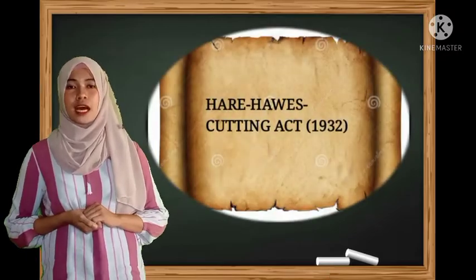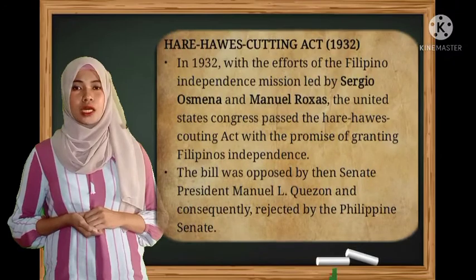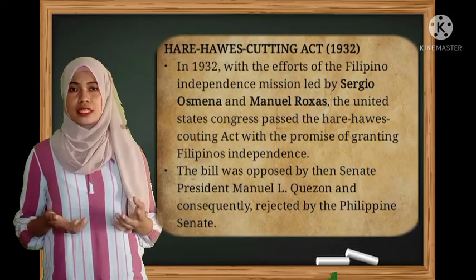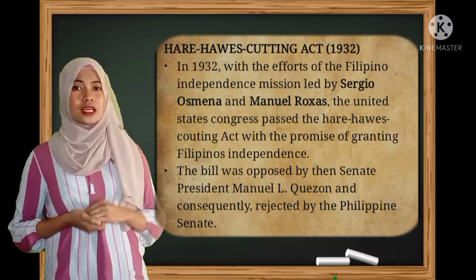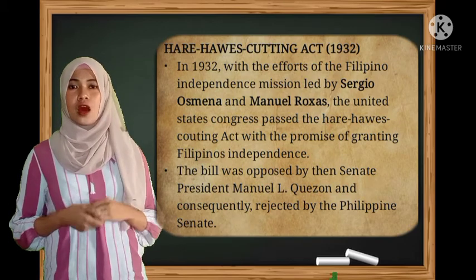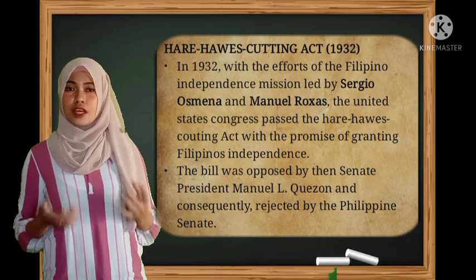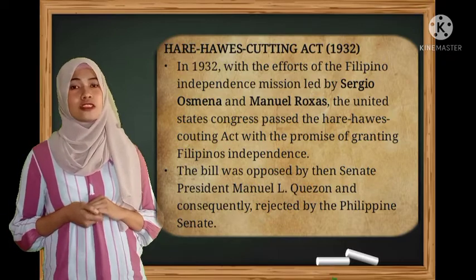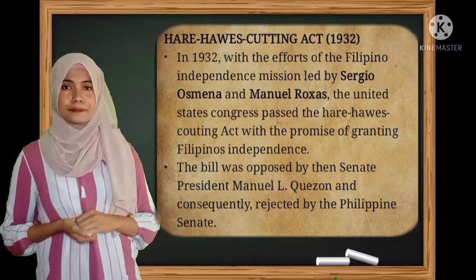Hare-Hawes-Cutting Act of 1932. In 1932, with the efforts of the Filipino independence mission led by Sergio Osmeña and Manuel L. Roxas, the United States Congress passed the Hare-Hawes-Cutting Act with the promise of granting Filipinos independence. The bill was opposed by Senate President Manuel L. Quezon and consequently rejected by the Philippine Senate.